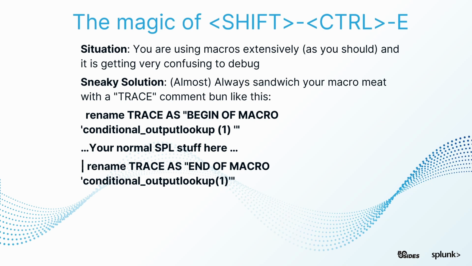So an easy thing to do is to annotate that macro with this trace comment like this. So you can sandwich it, you know, it's the bun of your macro, and you can say rename trace as beginning of macro, and then your macro name, and then all of your macro guts, and then end of macro. And this is going to be inside your macro. It's not going to be on the outside in your search. This will be in the guts of your macro. So you'll only see this when you use Shift-Control-E. But this is a great way to not get confused as to which code is where.